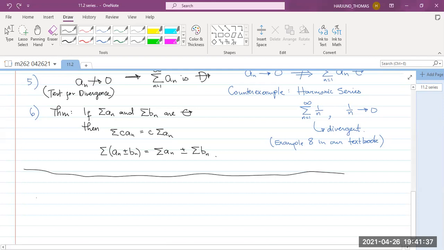Let's see number 15 first. Let the sequence a sub n be 2n over 3n plus 1. Part A: is the sequence a sub n convergent as a sequence?